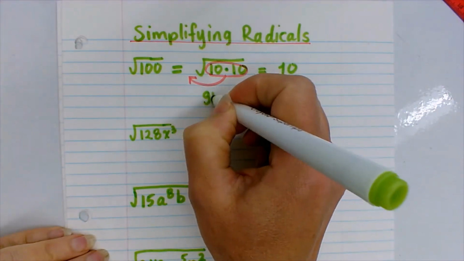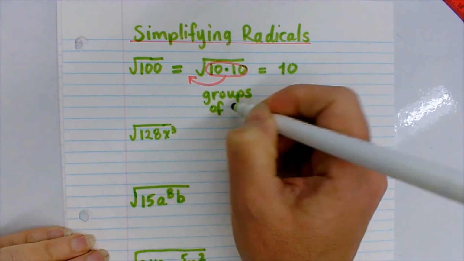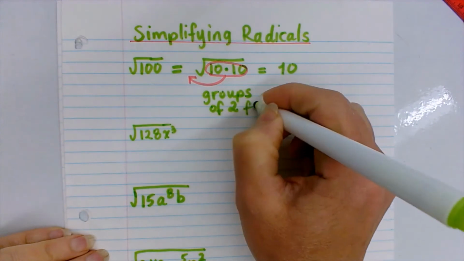So I'm looking for groups of two factors within whatever is inside that radical sign or under that radical sign.